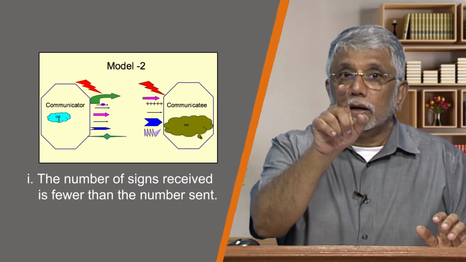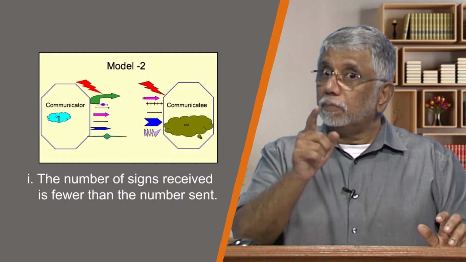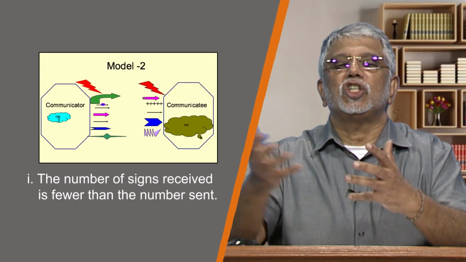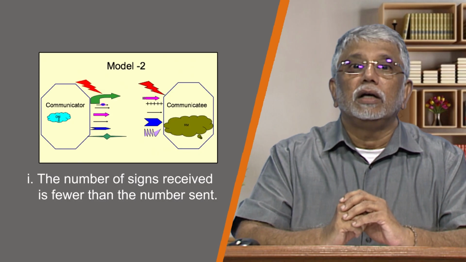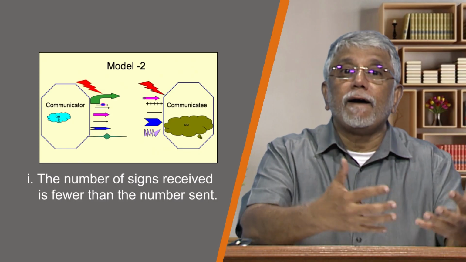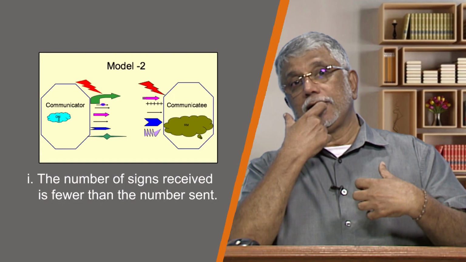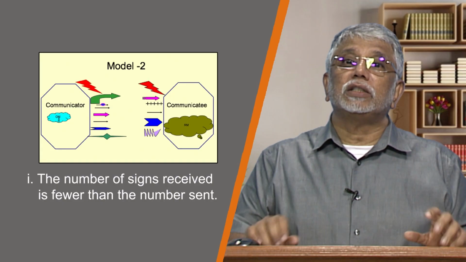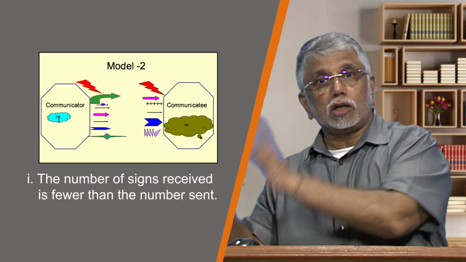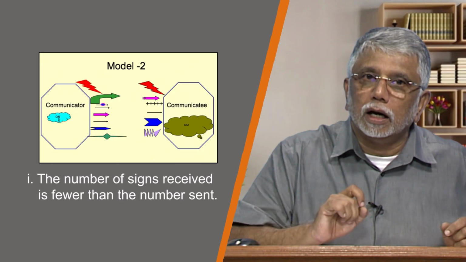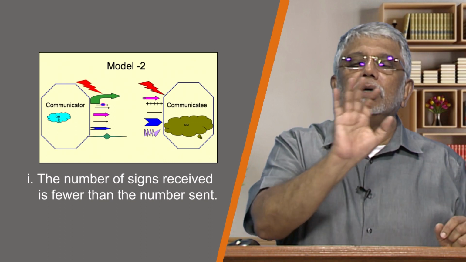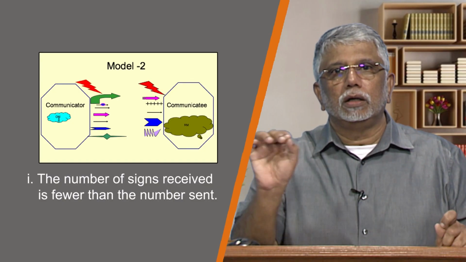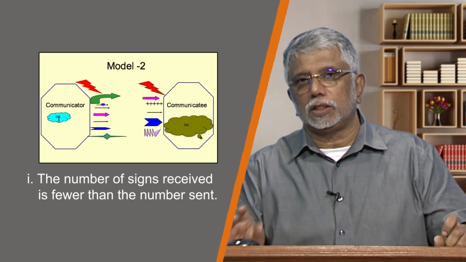So, the first difference is that in the previous model there was no mention of such loss in transit, right. There was no mention of fewer signs reaching the receiver. The assumption was that everything that was sent by the communicator would automatically reach the receiver, though there would be some impact en route on account of noise.